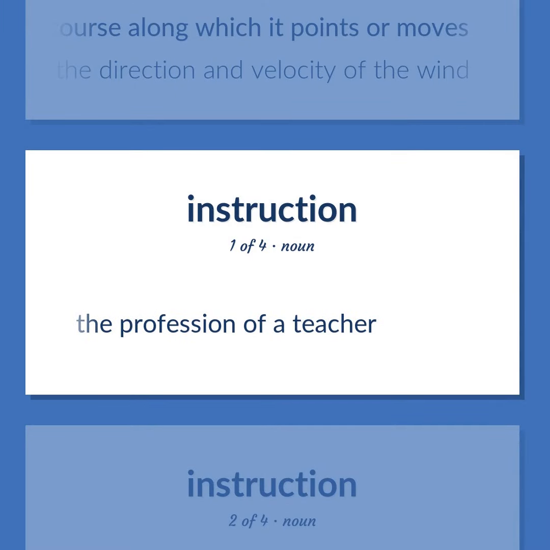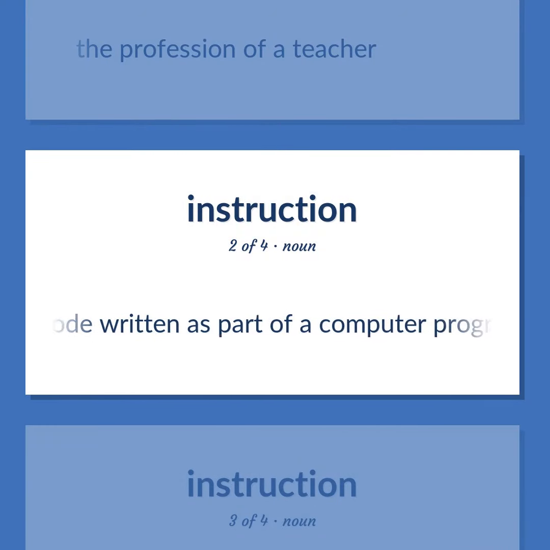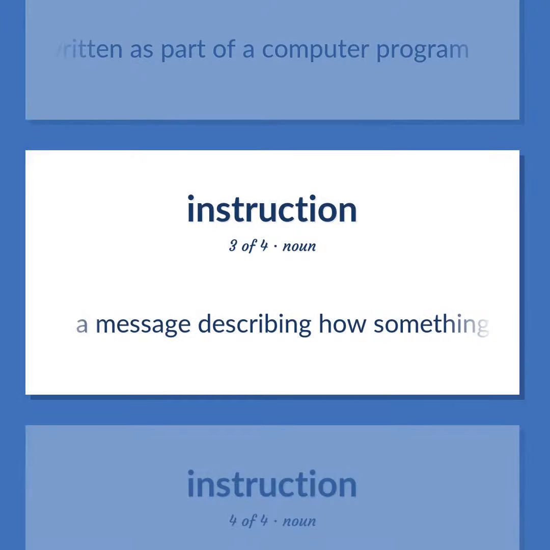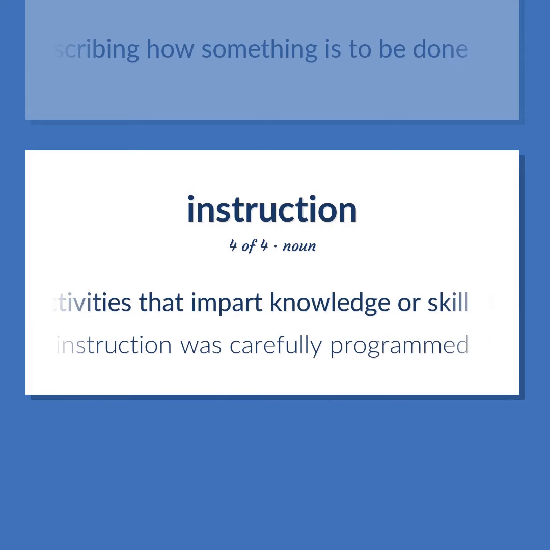The profession of a teacher. Computer science. A line of code written as part of a computer program. A message describing how something is to be done. The activities of educating or instructing. Activities that impart knowledge or skill. Our instruction was carefully programmed.